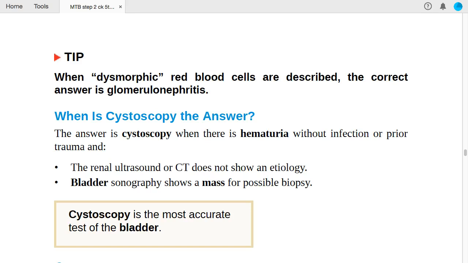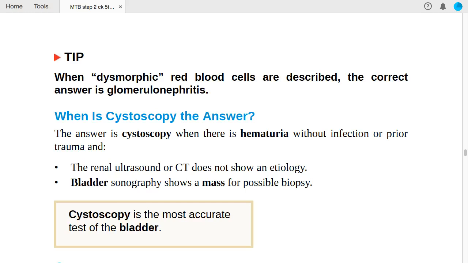Whenever you see the word dysmorphic written in your question, it means they're asking you to think about glomerulonephritis, because in glomerulonephritis we usually see these dysmorphic cells. Now, when is cystoscopy the answer? When you're going to say the answer should be cystoscopy.